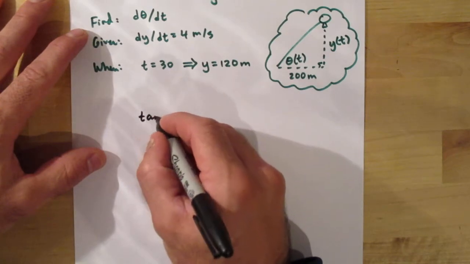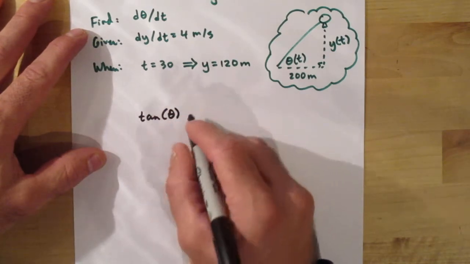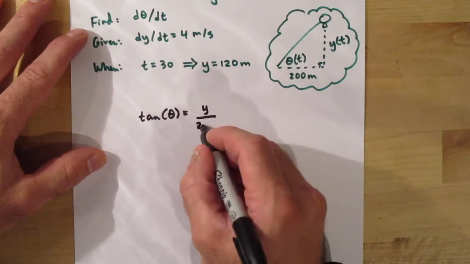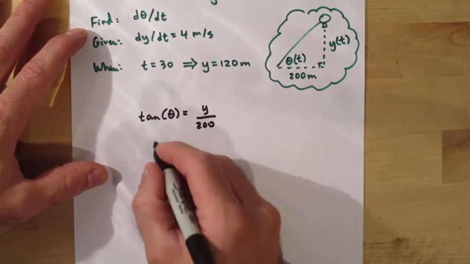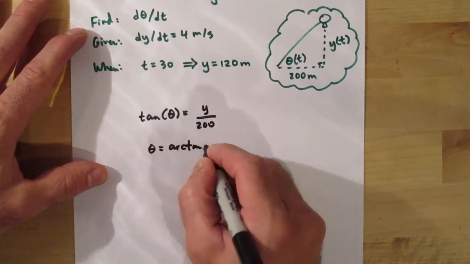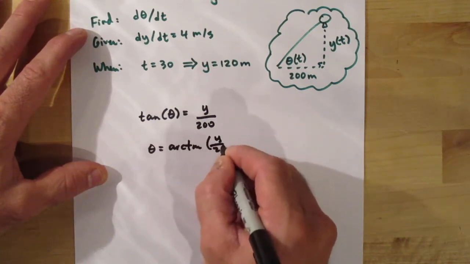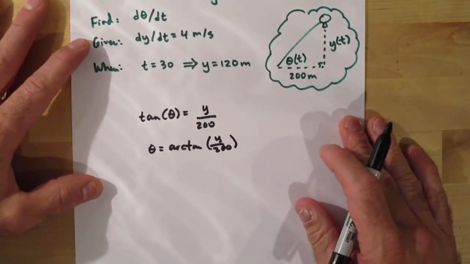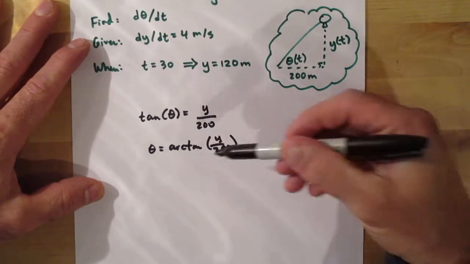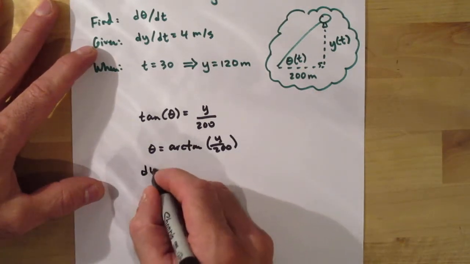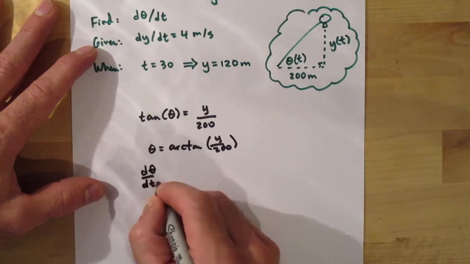So the tangent of theta equals y over 200. Therefore, theta equals arctangent of y over 200. Now we're able to take the derivative of both sides. This is going to require some knowledge of the derivative of arctan. So on the left side we get d theta/dt.